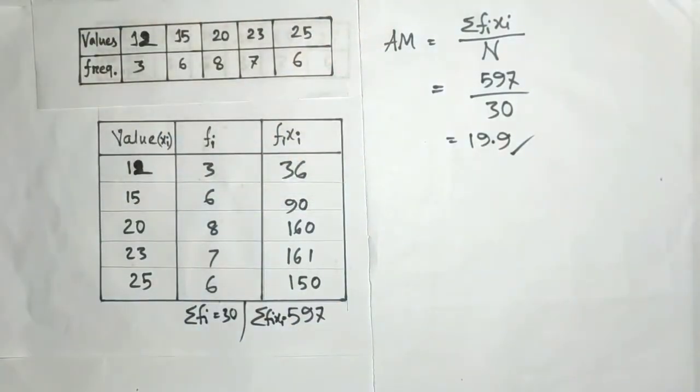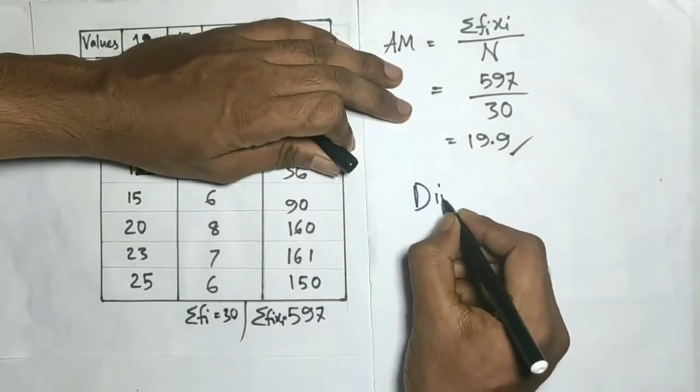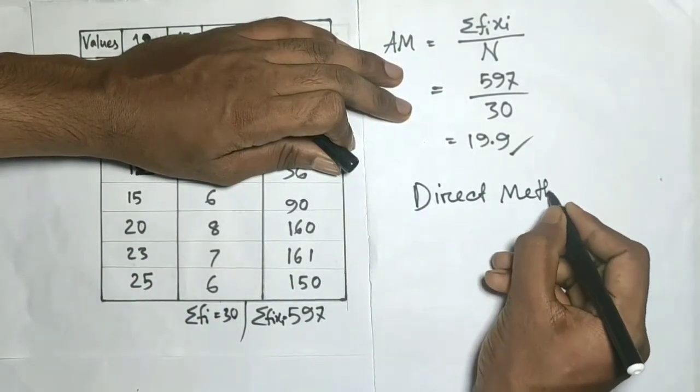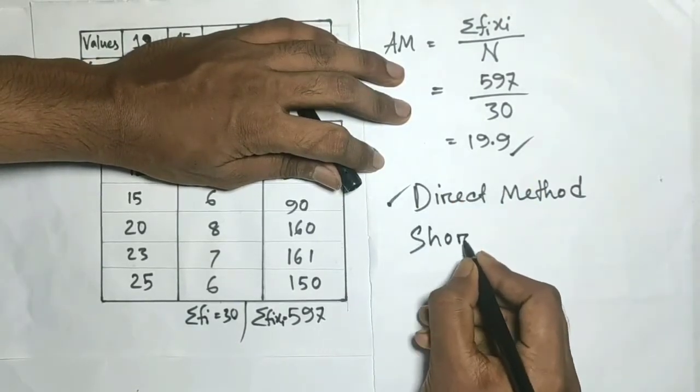There is another method to reduce the calculating difficulties, and this method is known as the shortcut method. Here we are using the direct method, and there's another method that is known as the shortcut method.